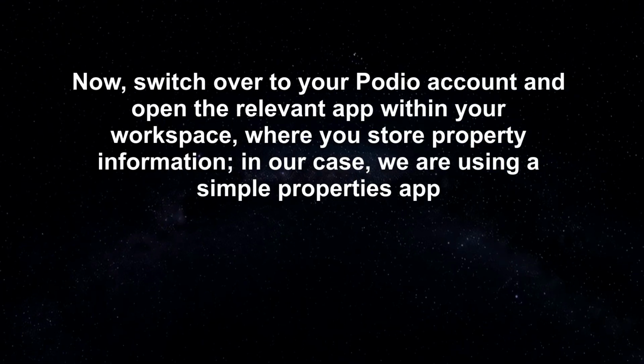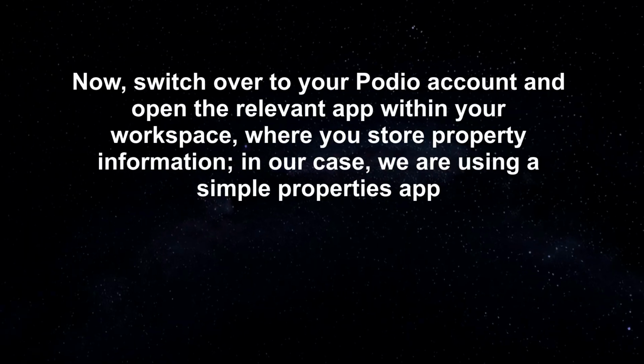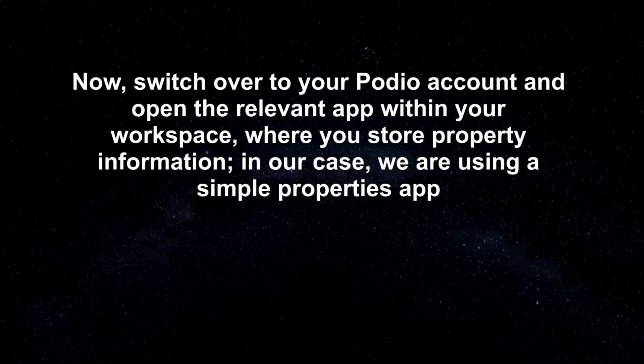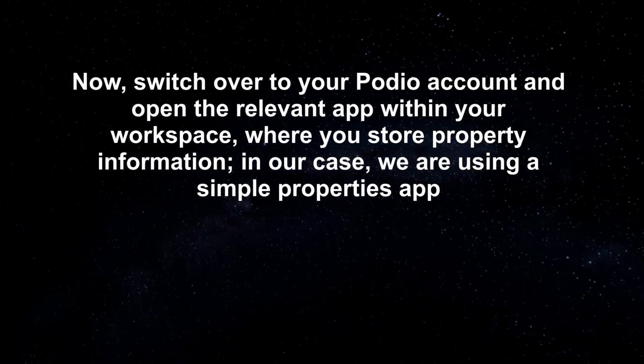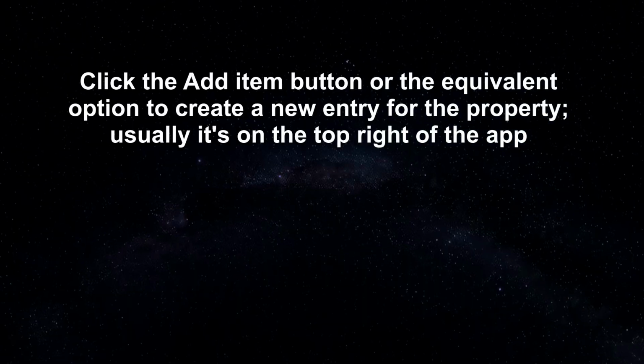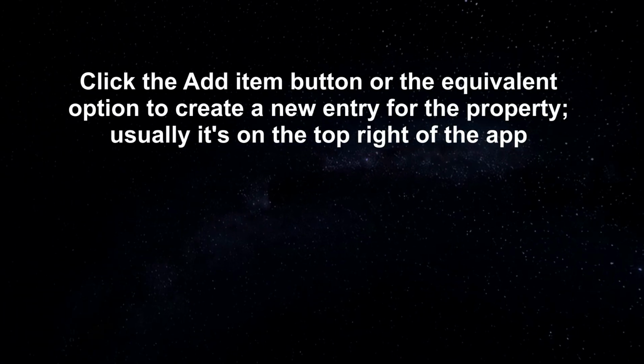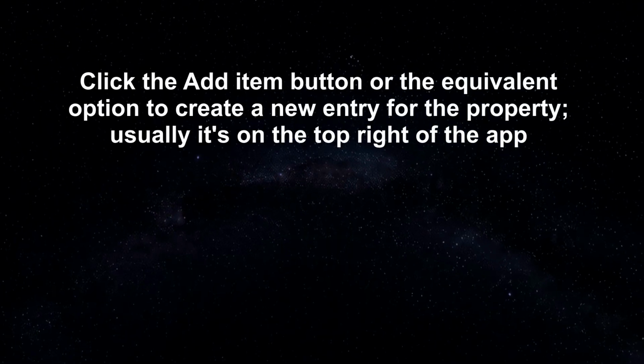Now, switch over to your Podio account and open the relevant app within your workspace, where you store property information. In our case, we are using a simple Properties app. Click the Add Item button or the equivalent option to create a new entry for the property. Usually it's on the top right of the app.